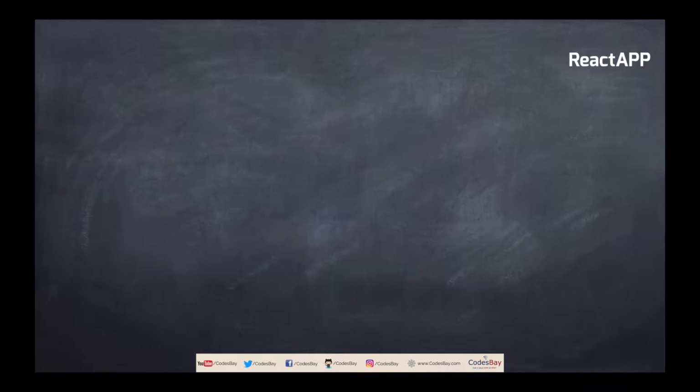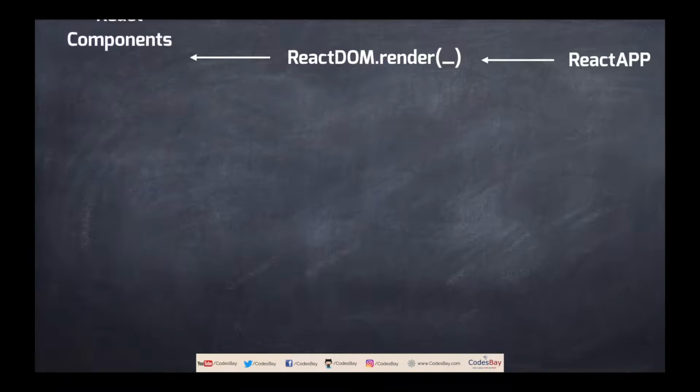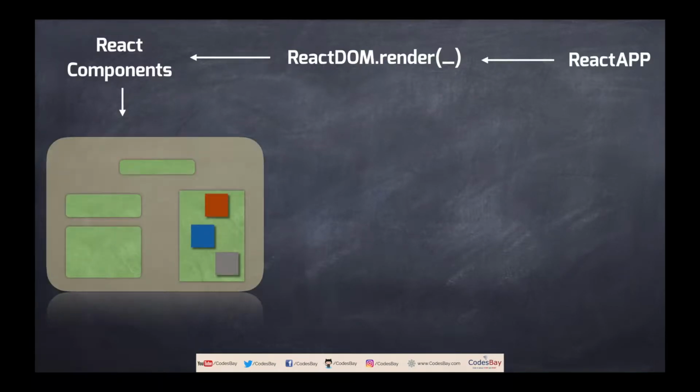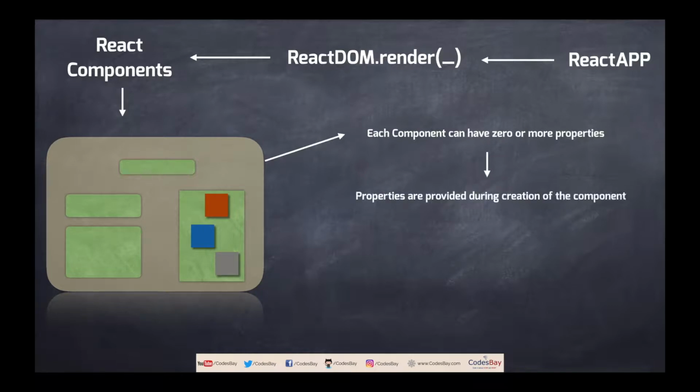So when we create a React app, we use a library called React DOM and it has a function called render which is used for rendering all the React components, and React components are rendered into a 2D space which may look something like this, where we will have simple components as well as composite components. Now with respect to properties, each component can have 0 or more properties, and properties can be provided only during the creation of the component.